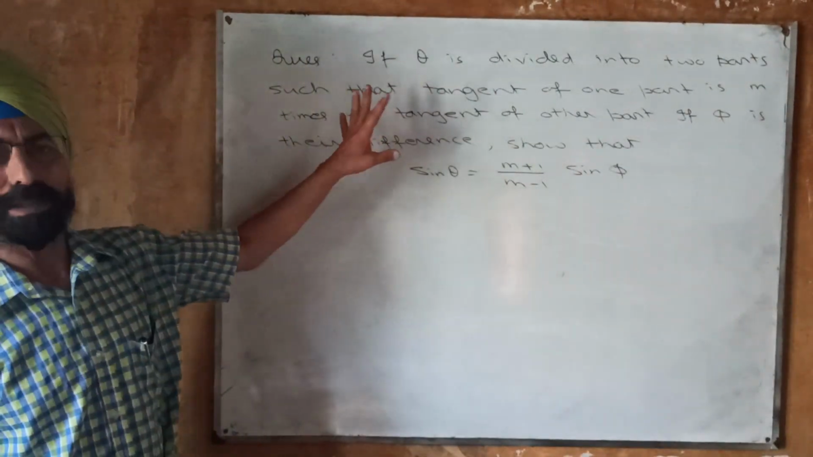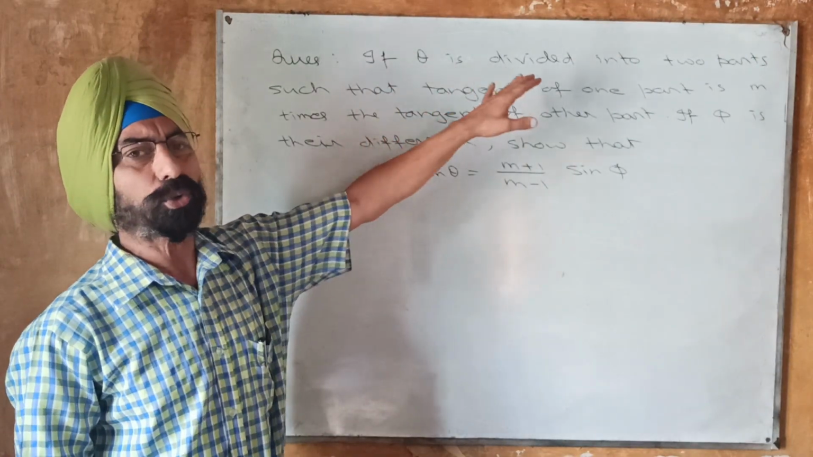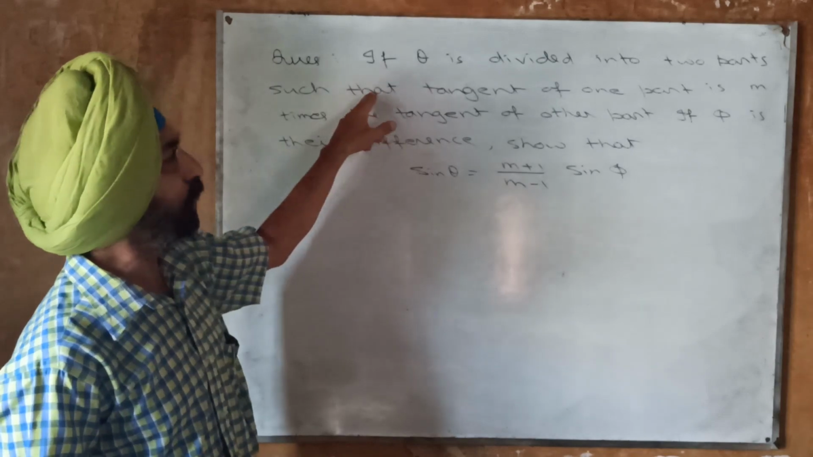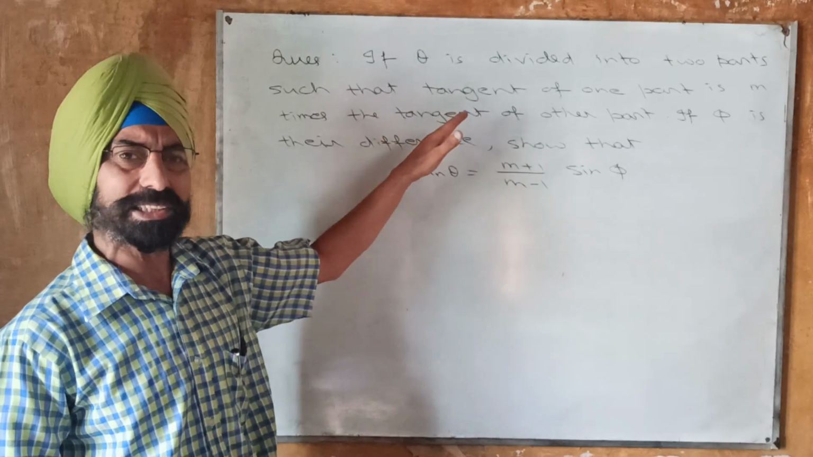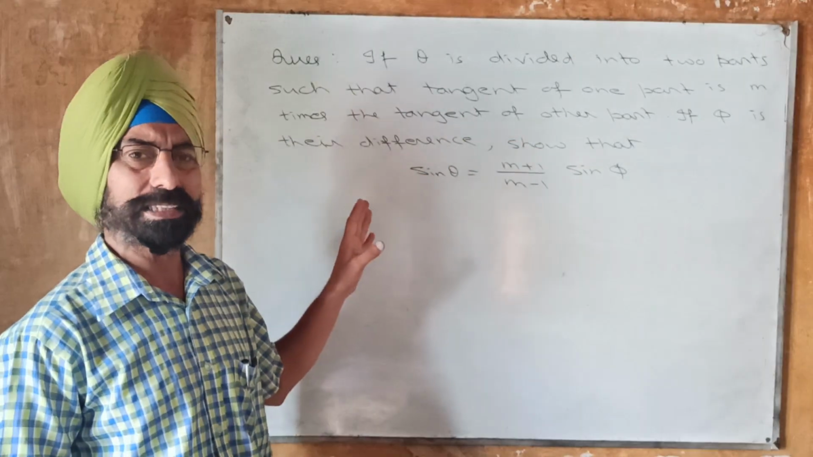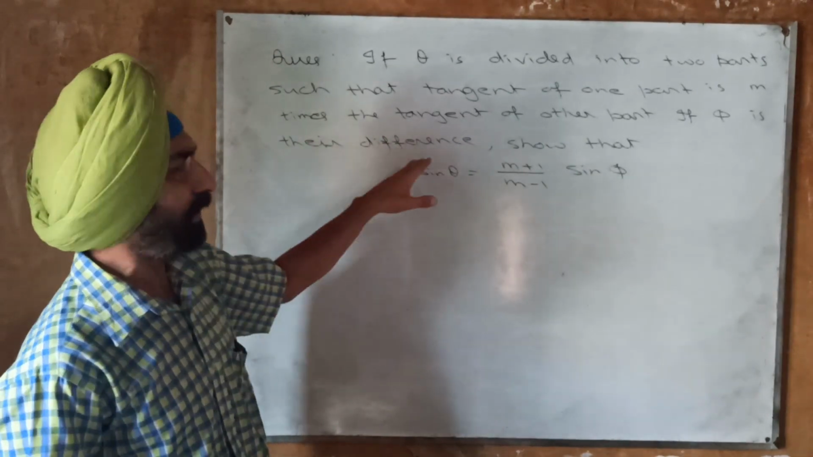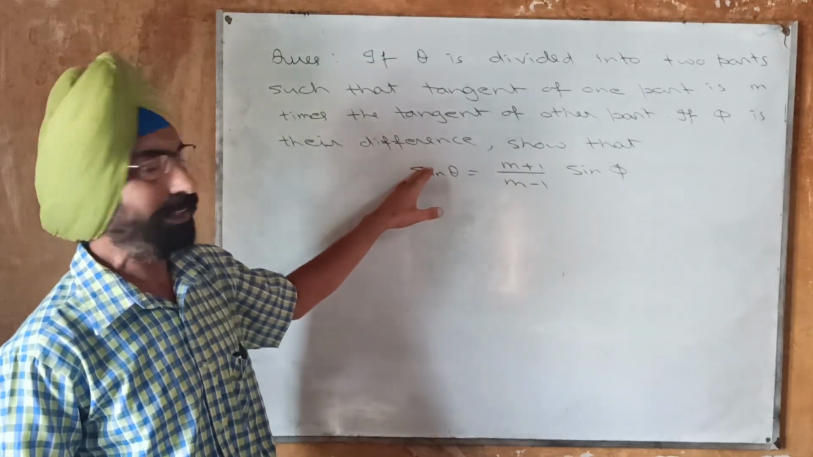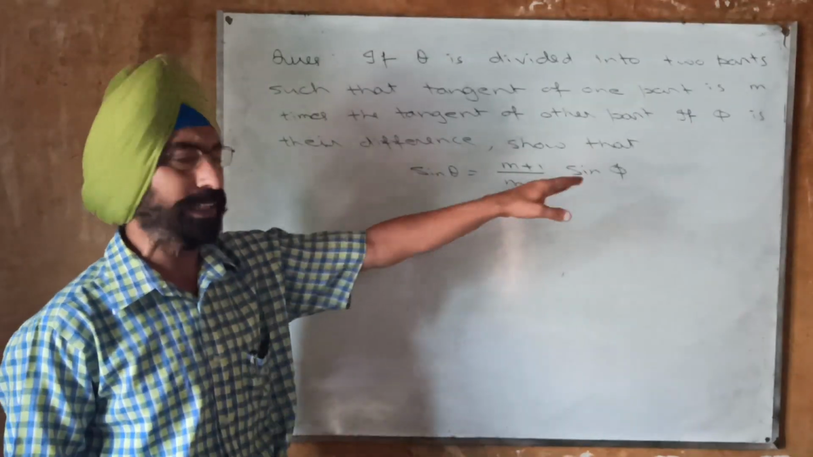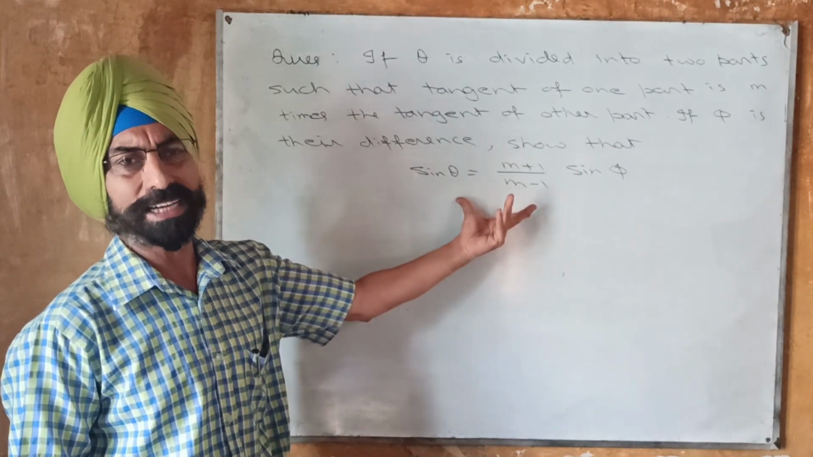So this is the statement of the question. There is an angle theta and it is divided into two parts, say x and y, such that the ratio of their tangents, that means tan x divided by tan y, is m is to 1. So tan of one part is m times the tan of the other part. And phi is their difference, that means phi is x minus y. And we have to show that sin theta is equal to (m plus 1) upon (m minus 1) sin phi. This is the final result we are to arrive at.